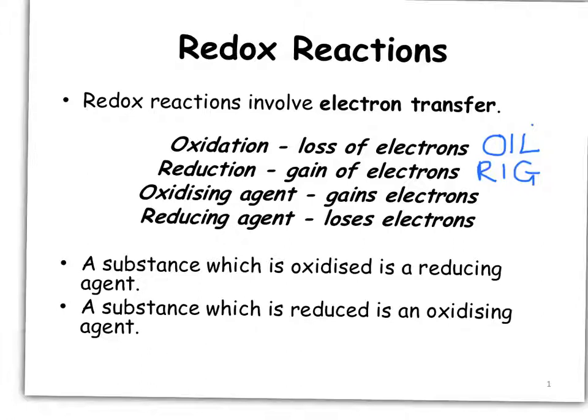In other words, they have to be linked up, because when you're transferring electrons, electrons have to go from one thing to the other thing. They have to leave somewhere and they have to go somewhere. They can't hang around in limbo. A substance which is oxidized is a reducing agent, and a substance which is reduced is an oxidizing agent. In other words, it helps the other thing too.